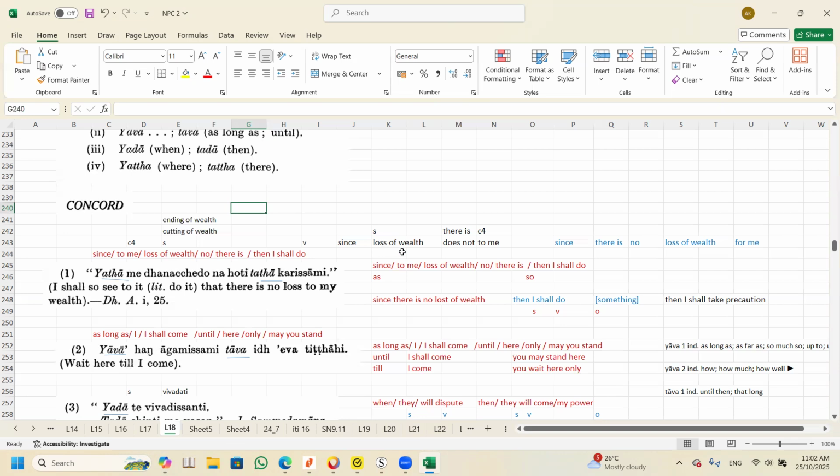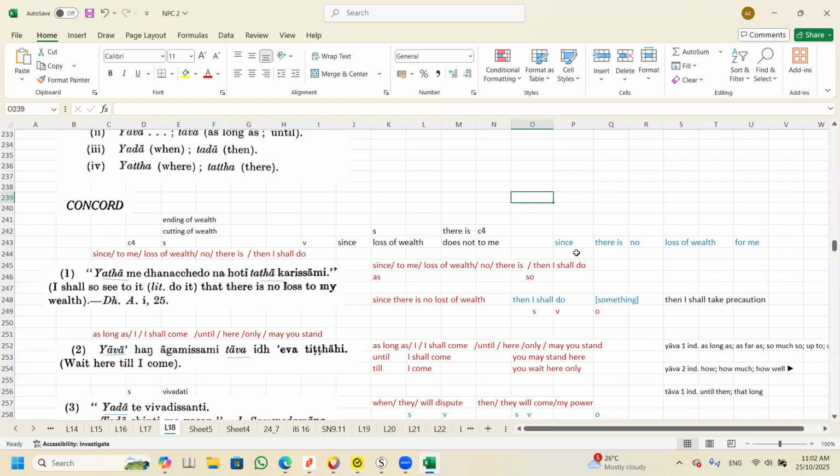Since the loss of wealth, can you see "na" and "hote"? It does not be. Technically, it is "does not be". Okay, can you see the word here, "me", to me? So this is basically the structure: since loss of wealth does not to me. The people that speak Pali can understand that, but in English you cannot.